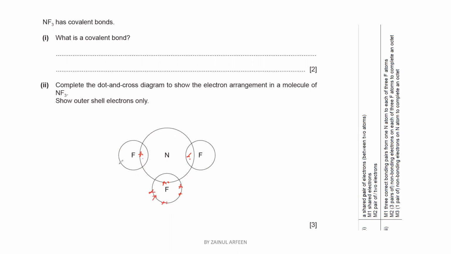If for one element you are using a dot, the other one should be a cross. Don't use the same symbols, otherwise you will be confused. And they already mentioned to use a dot and cross diagram, so one should be dot, the other should be cross.